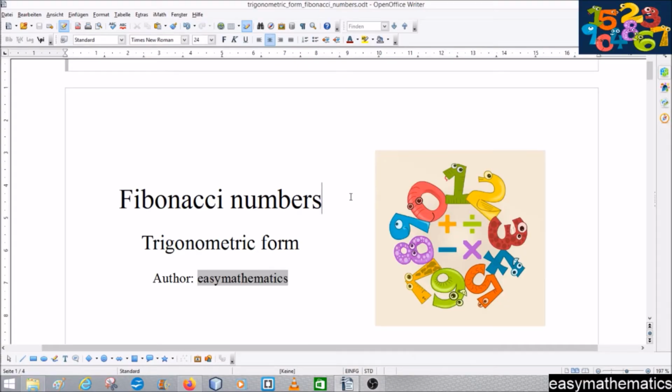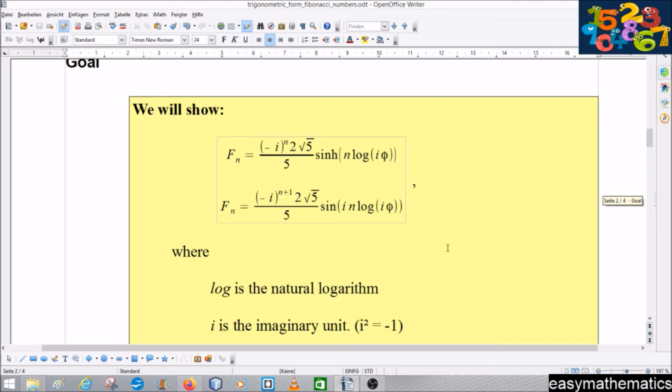Welcome to Mathematics in the new video, Fibonacci numbers, trigonometric form. Our goal is to show that we can write the Fibonacci numbers in these two forms. So minus i to the power n times 2 times square root 5 over 5 times the hyperbolic sine of n times natural log of i phi.